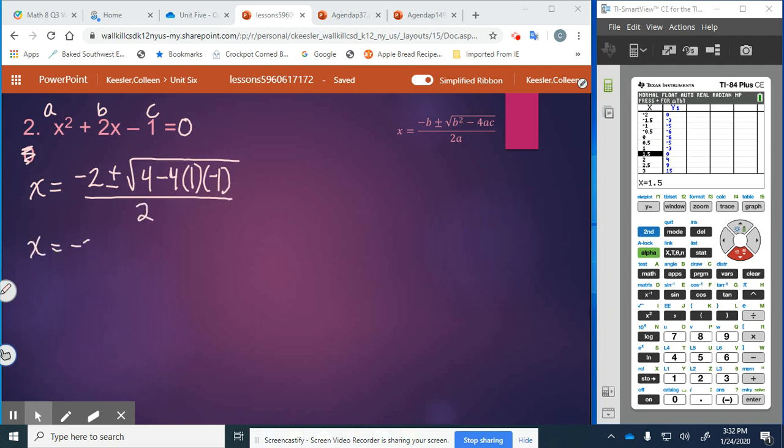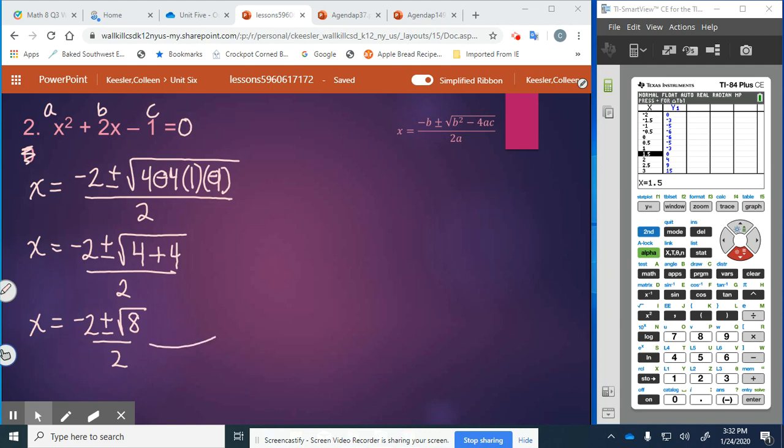So x equals negative 2 plus or minus the square root of 4, and then minus and minus make a plus 4 all over 2. So x equals negative 2 plus or minus the square root of 8 all over 2. Now, 8 is not a perfect square, so that makes this one a little bit more challenging. I'm not going to be able to just take the square root.